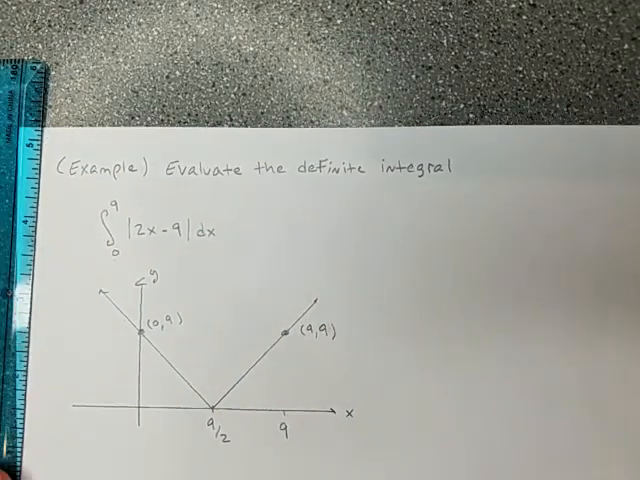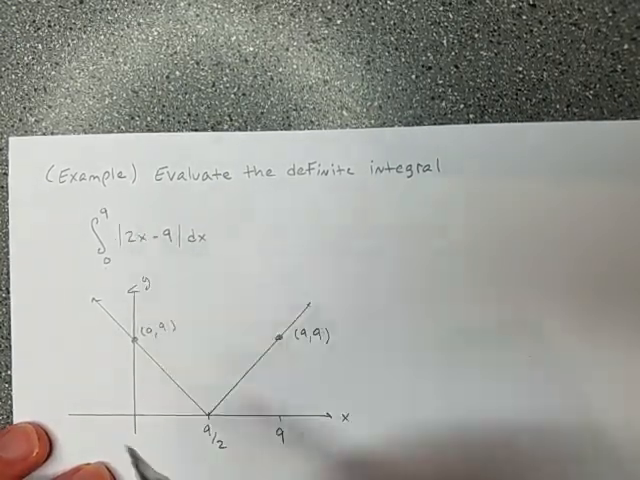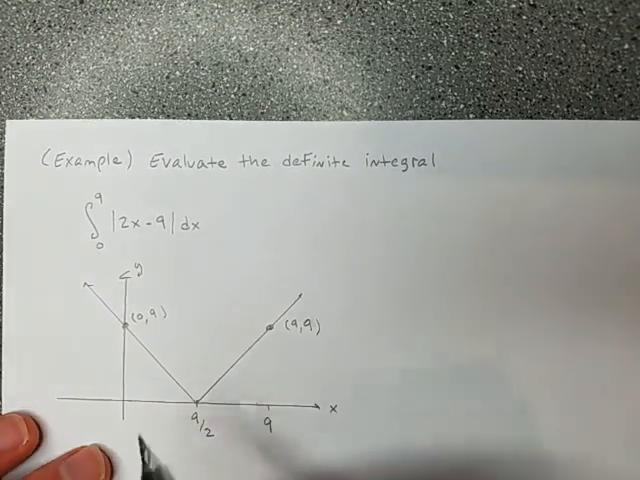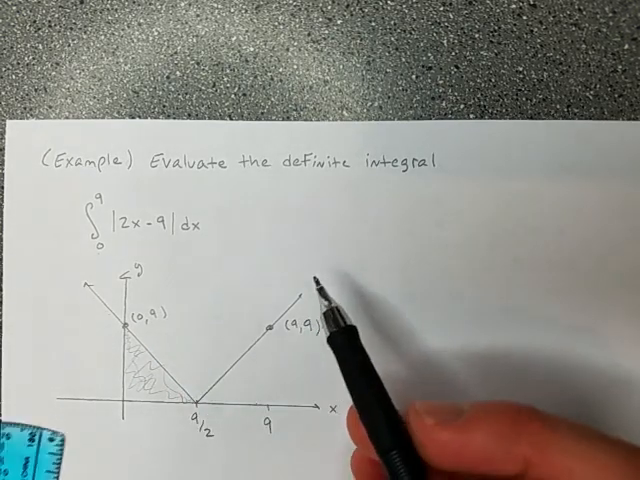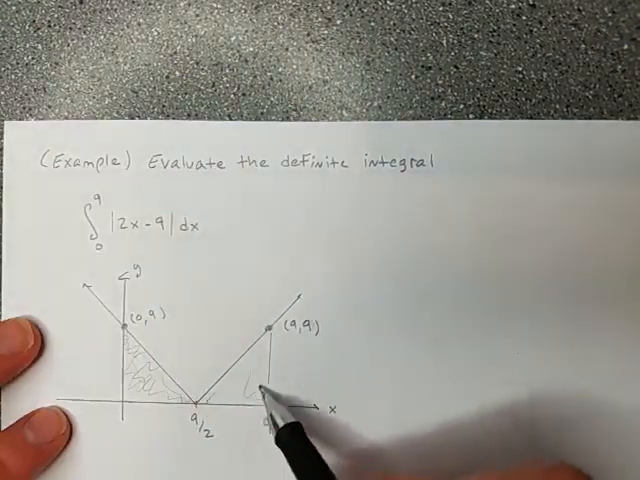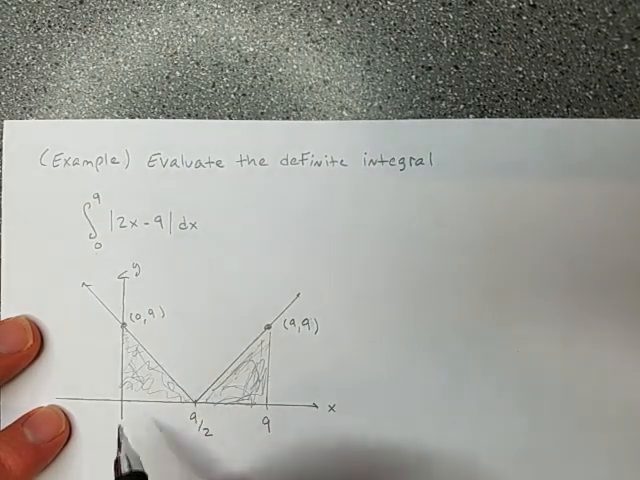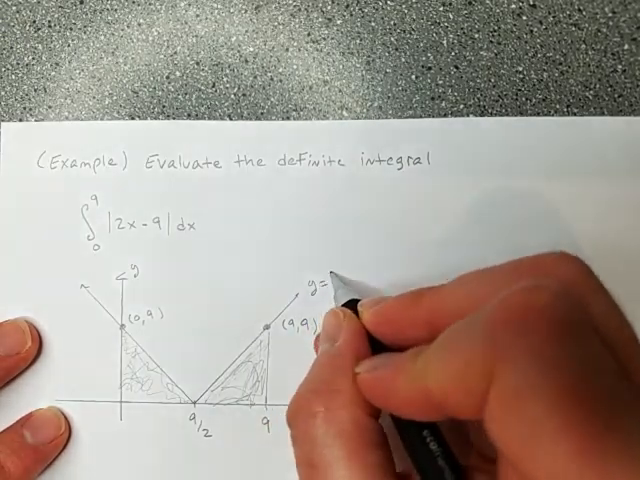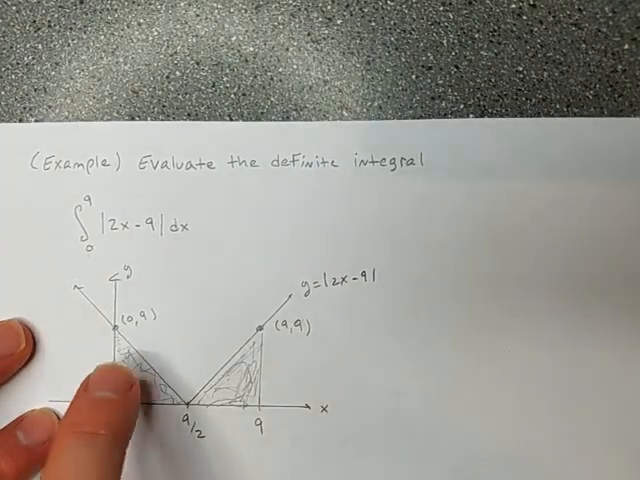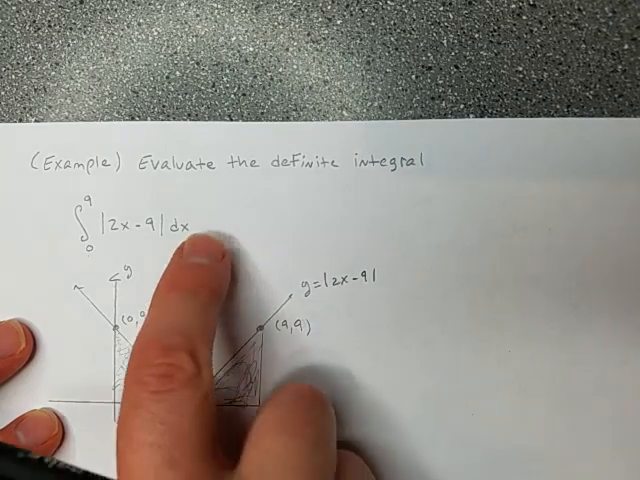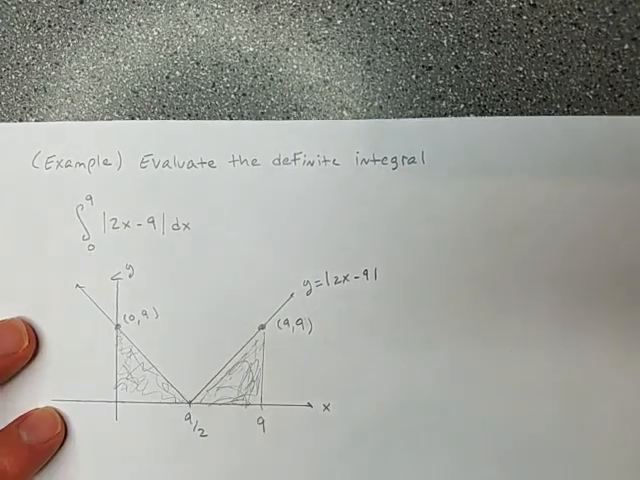Okay, so what does this integral represent? The area contained by this graph and the x-axis from 0 to 9. There's the whole graph, but we're just looking at this part of it, from 0 to 9. There's the curve, y equals the absolute value of 2x minus 9. If you can tell me the total area contained in the shaded region, that's the answer to this. That's the interpretation I gave you when the video started about what this means.